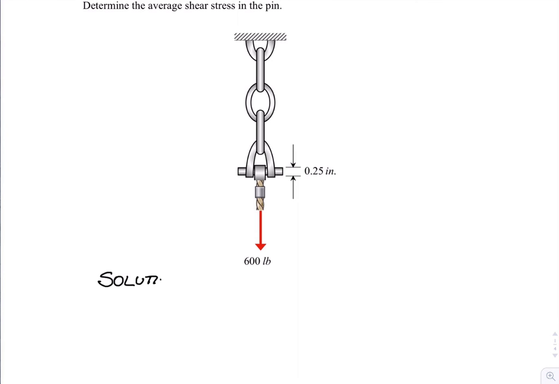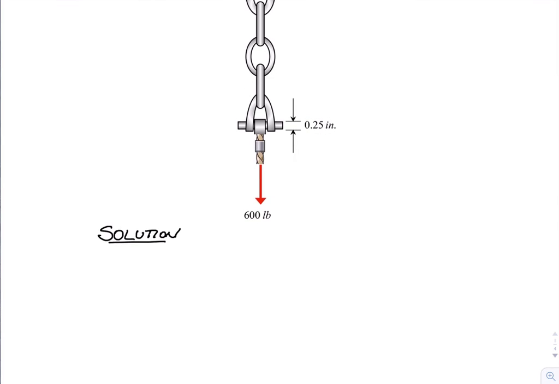Our process here is to first look at an appropriate FBD. What I'm going to do is look at a free body diagram of the cable, and as the cable then connects to that pin. So here is the pin. We have a 600-pound force. We have a shear force on this side. This is a case for double shear, double-sided shear.